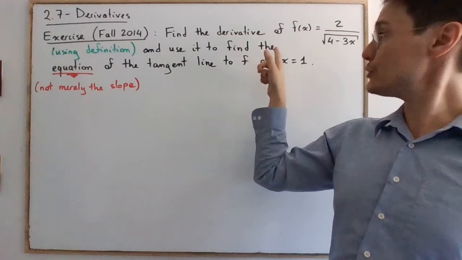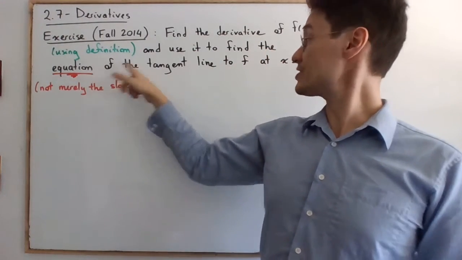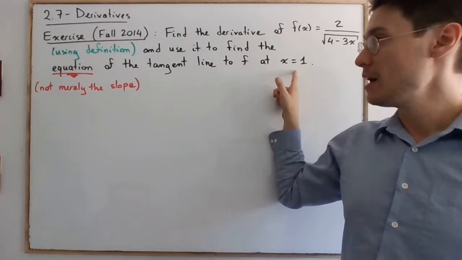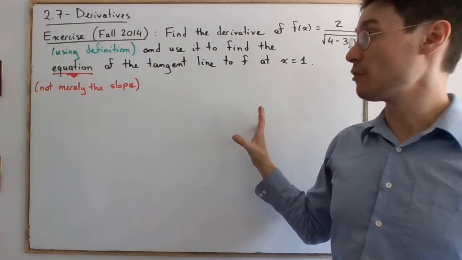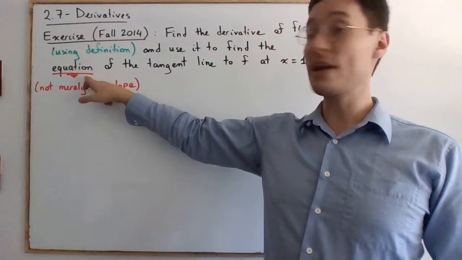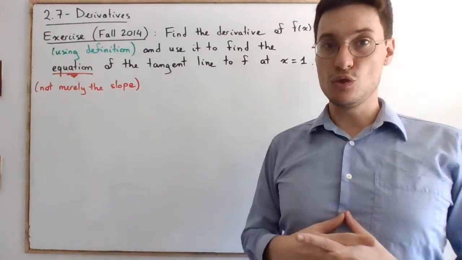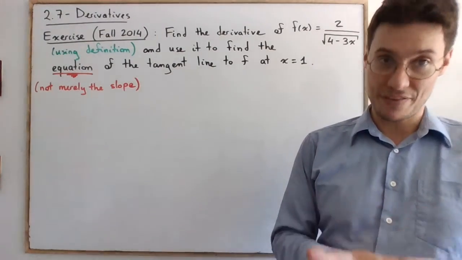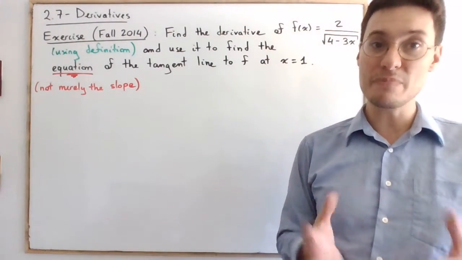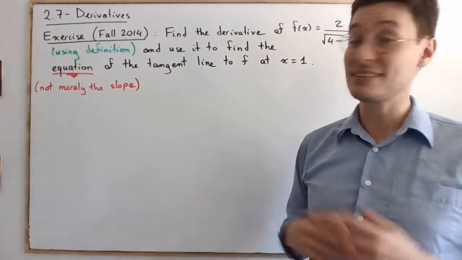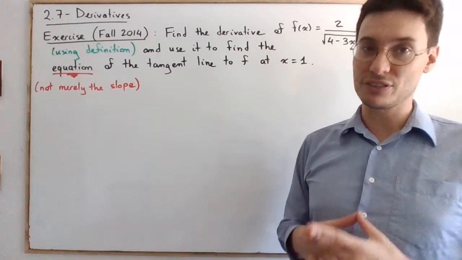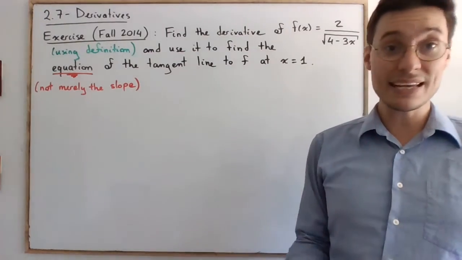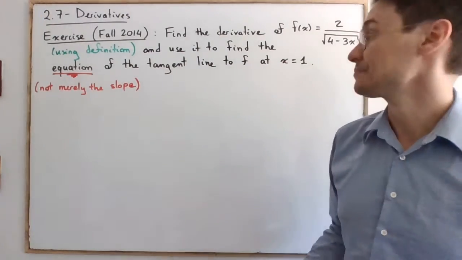And then we want to use the derivative to find the equation of the tangent line to f at x equals 1. Now, be careful because of the word equation over here. Normally, we know that the derivative gives us the slope of the tangent line at x equals 1. It doesn't give the entire equation. So after that, we have to figure out the entire equation using pretty much high school techniques.